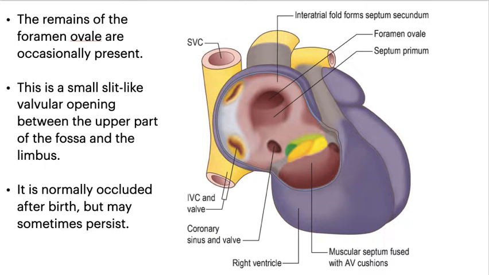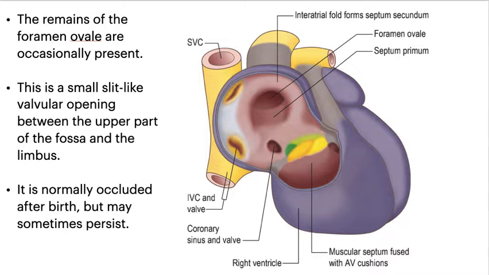Now, this is again the developing right atrium. You can see the superior vena cava, inferior vena cava opening into it, right? So the coronary sinus with the valve. This is the ventricular, and this is the atrioventricular valve. And here this is forming the foramen ovale, so the septum primum, and this is the interatrial fold of the septum secundum.